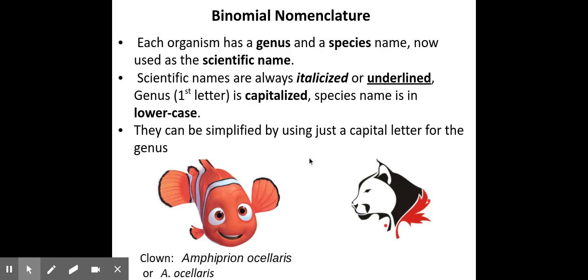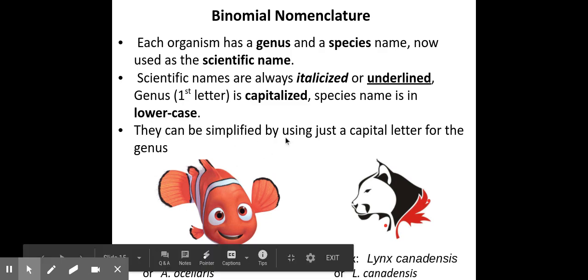Sometimes it can be simplified, where the genus is not written out in full and is just mentioned as a particular capital letter. So Lynx canadensis is the Canadian lynx, and sometimes you'll see it written as just L. canadensis, where the L is representing the genus, and then the species is being specified.